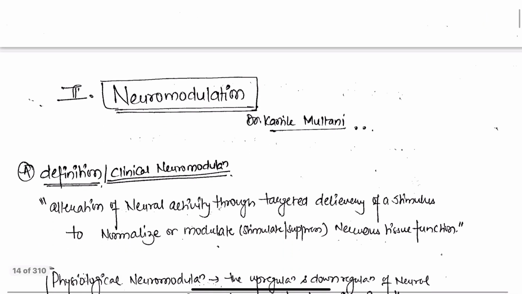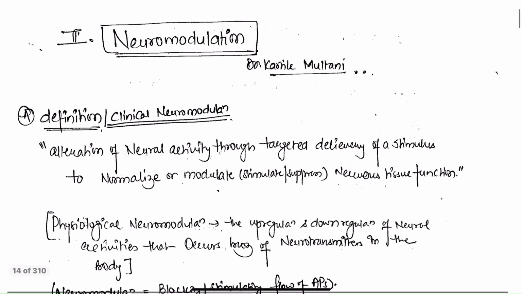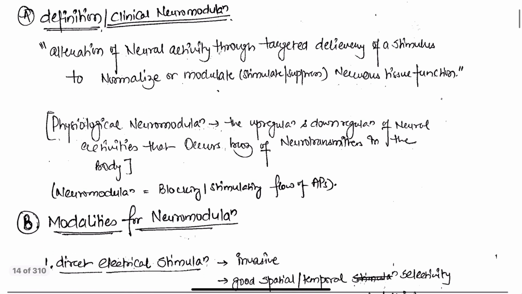Now, coming to the next topic, that is neuromodulation. Neuromodulation is a way in which we alter neural activity through targeted delivery of a stimulus. It either normalizes, stimulates or suppresses the neural tissue function. Now physiological neuromodulation: normally our body has a physiological neuromodulation in which there is upregulation and downregulation of activities because of neurotransmitters. Here we are using electrical signals for neuromodulating.